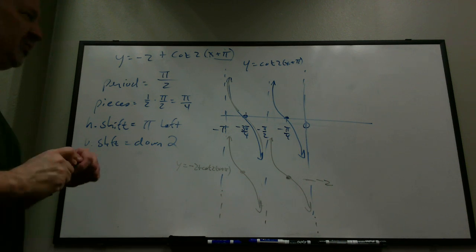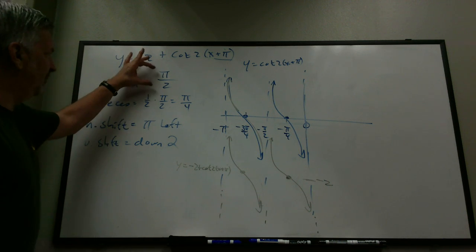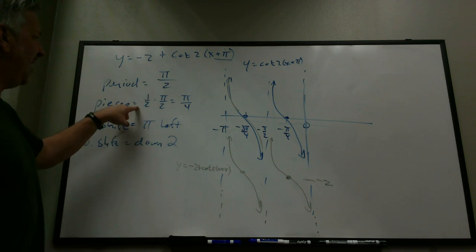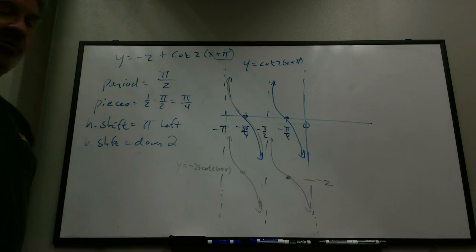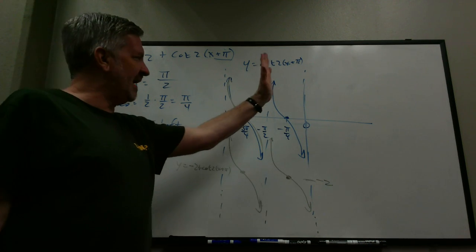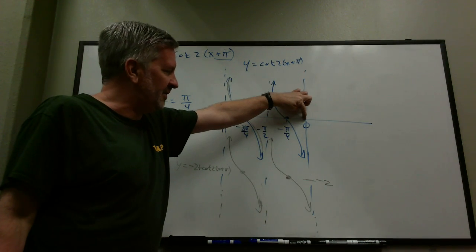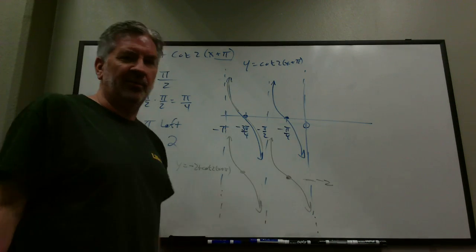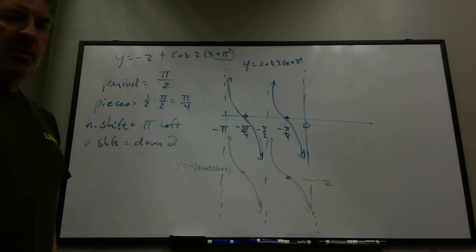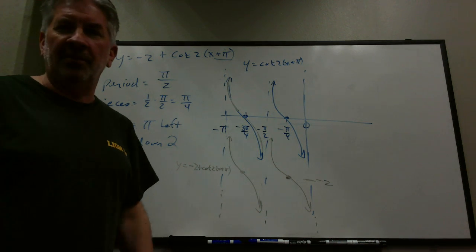Okay, so the procedure's the same, you just have to modify. For the period, it's pi over b, take half of the period for the pieces. Horizontal shift and vertical shift work the same way. You just have to remember, what does the tangent graph do on the y-axis? It crosses at 0, 0. What does the original cotan graph do on the y-axis? You have a vertical asymptote. Okay, so I'm going to do a second video for the other two trig functions.